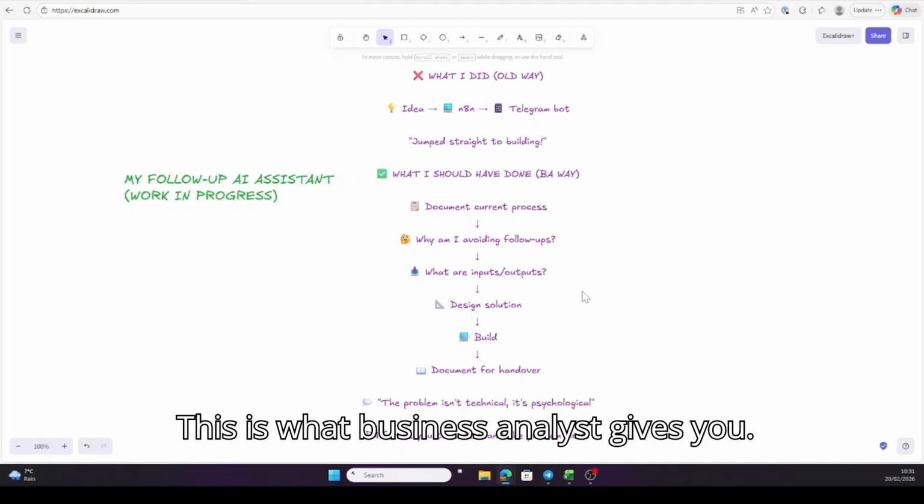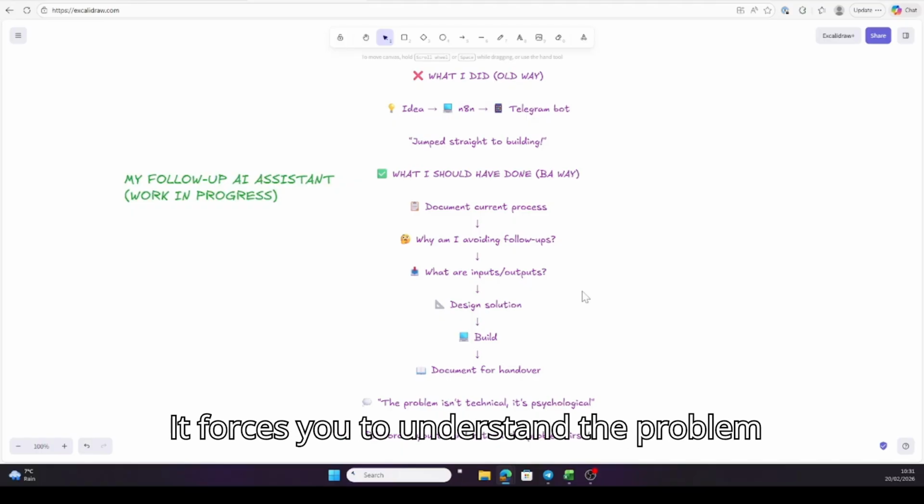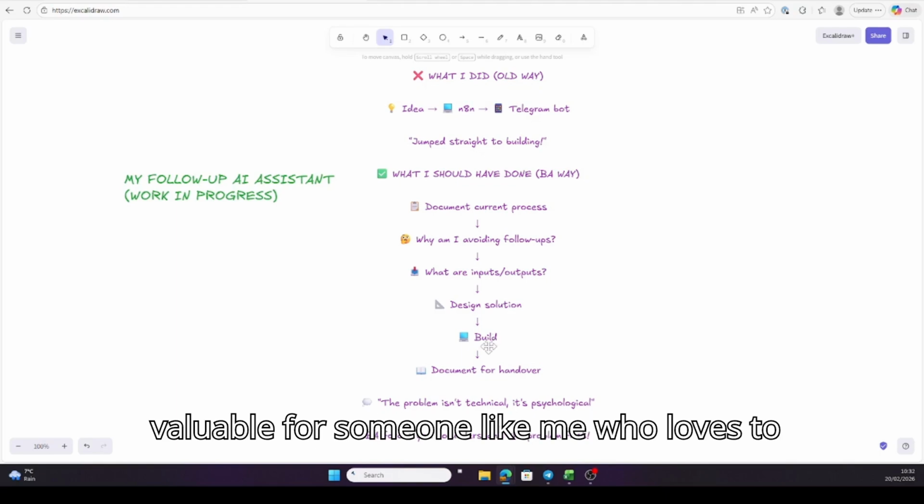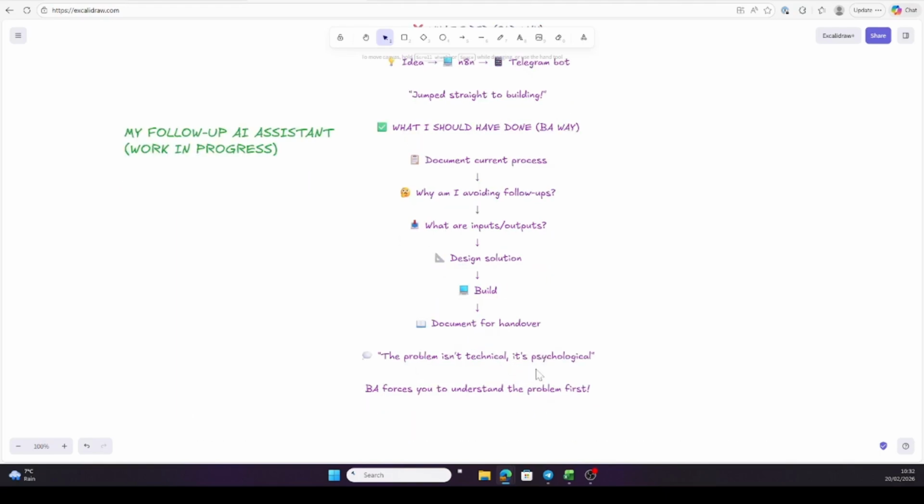This is what a business analyst gives you. It forces you to understand the problem before you build the solution. Super valuable for someone like me who loves to just jump into technical stuff.